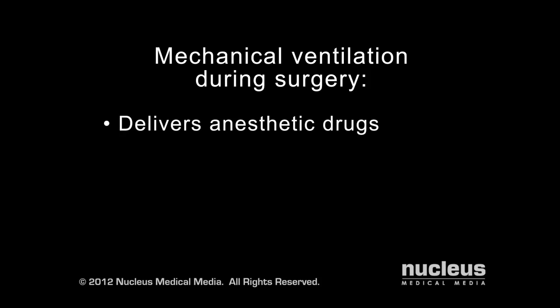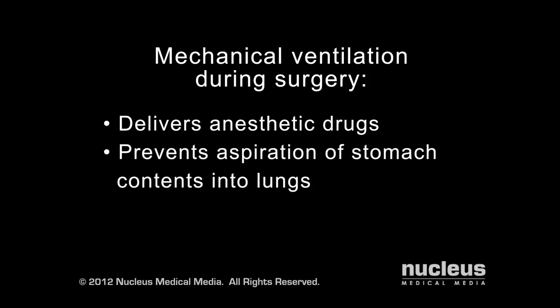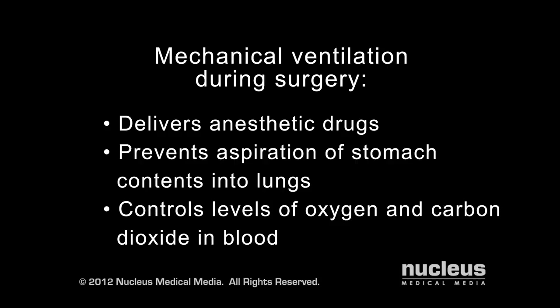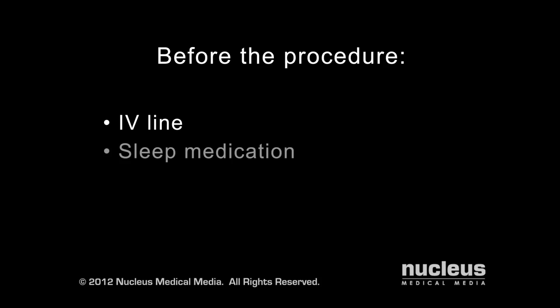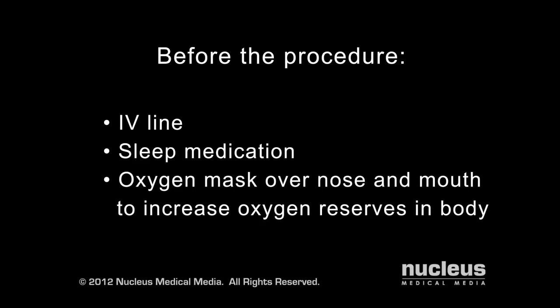Mechanical ventilation is also used during surgical procedures, for delivering anesthetic drugs, preventing the aspiration of stomach contents into the lungs, and closely controlling the levels of oxygen and carbon dioxide in the blood during surgery. Before you are intubated and ventilated for a surgical procedure, an intravenous line or IV will be started, and your doctor will give you medication through your IV to put you to sleep. As the medication takes effect, he or she will place an oxygen mask over your nose and mouth and ask you to breathe deeply, ensuring that you will have a reserve of oxygen in your system prior to the procedure.